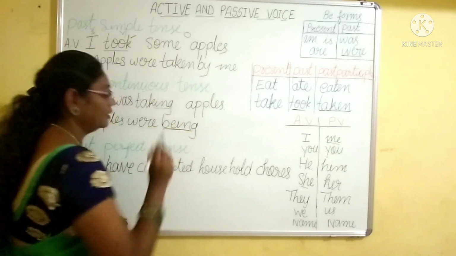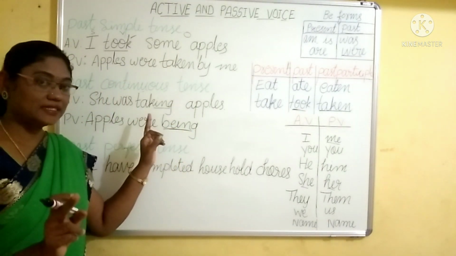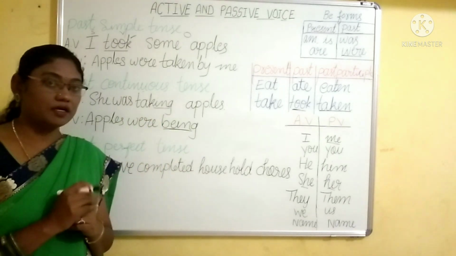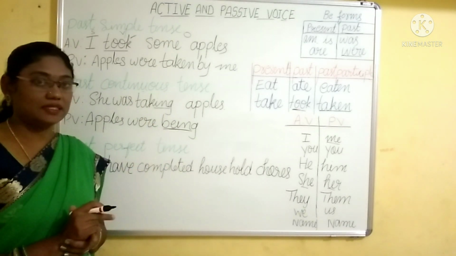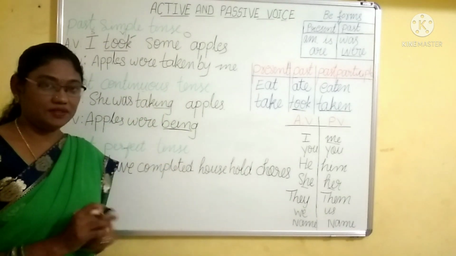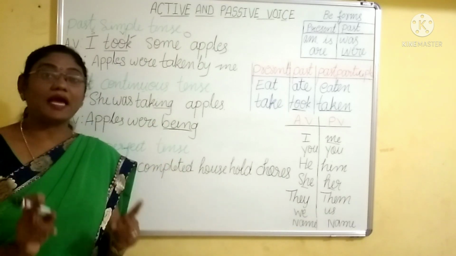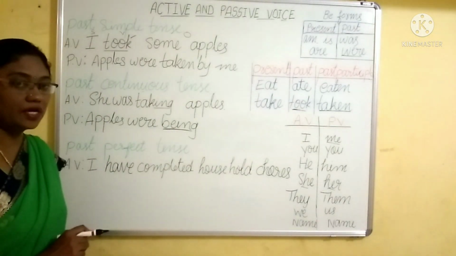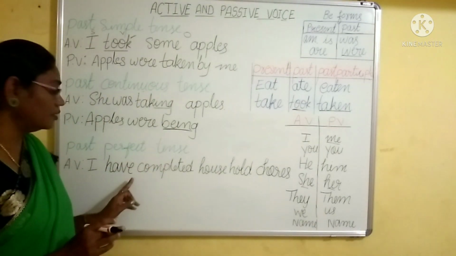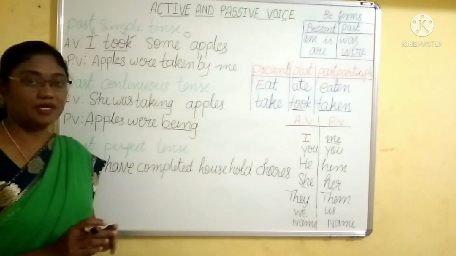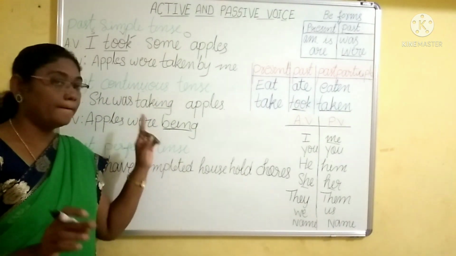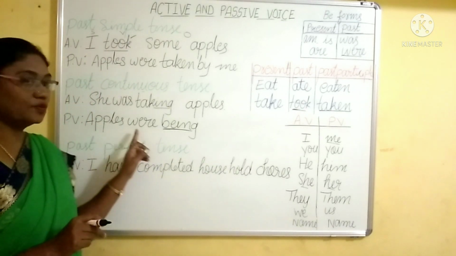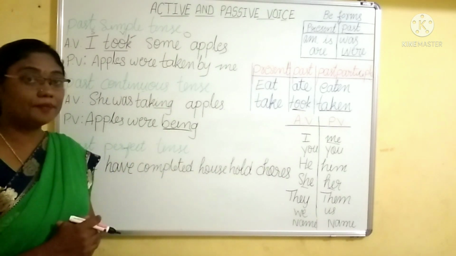This is the most important thing in past continuous and present continuous. Got it? When we talk about the past and present continuous, if there is an ing form in a sentence, being must be added. This term must be added. We cannot add this with past perfect and past simple tense, only with past continuous and present continuous. Fine. Apples were being. What is the next step?